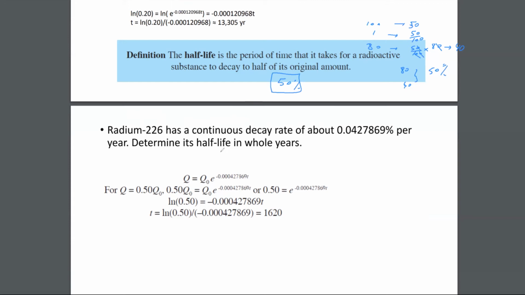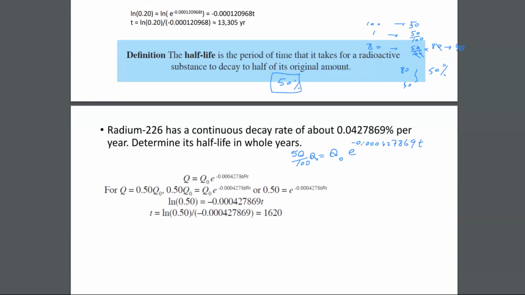In this case, it's asking what is the half-life of this material, right? So that means 50% of this. That part I know, divided by 100. Okay, so that's the quantity that remains. This will be equal to nothing but, so 50% of the original value is equal to the original value multiplied by e to the power of negative 0.0000427 t.